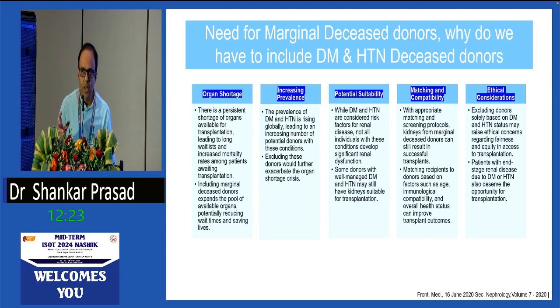So it's our duty to identify potentially suitable donors among those with diabetes and hypertension and match them with the appropriate recipient. The most important thing is that excluding donors solely based on diabetes and hypertension status may raise ethical concerns regarding fairness and equity in access to transplantation.